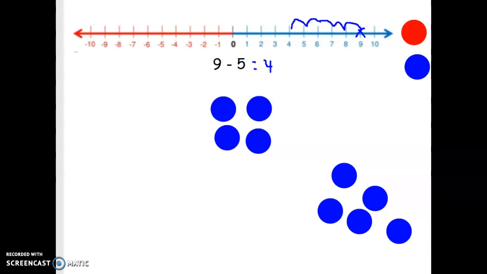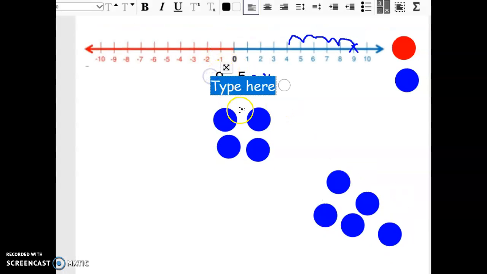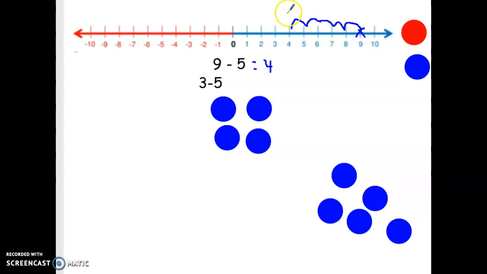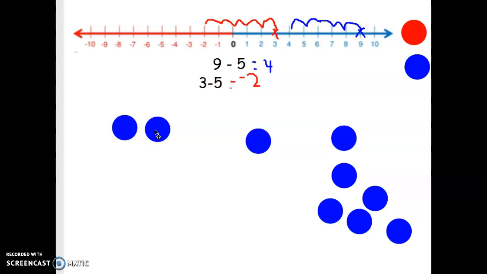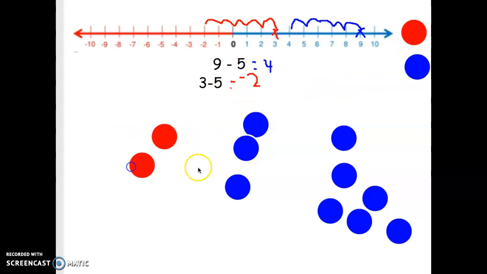If I change this one though, let's say I start with a 3 and I want to subtract 5. If I start here and subtract 5, I would have 1, 2, 3, 4, 5, and I would end at negative 2. To see how that worked with counters, I would have 3. And if I subtract 5, I'm going to subtract 1, 2, 3, and I'm going to go into the negatives, so I'm going to end up having negative 2.